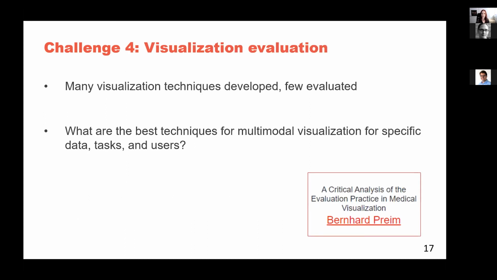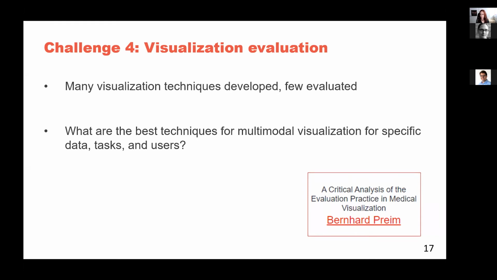A fourth challenge you have is evaluation of the visualization techniques that exist. So while there were many visualization techniques developed and proposed, also working for multiple volumes and multimodal data, there's very few that have been thoroughly evaluated. So it's difficult to say what is now the best practice in rendering multimodal medical image visualization because there's no data on this.